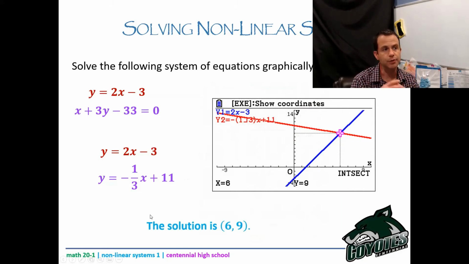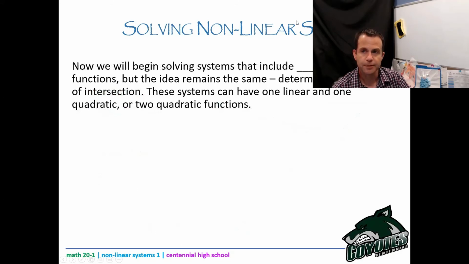A reminder, the solution is the coordinate point, and coordinate points are always written as (x, y). Okay, so now, again, that's really been a review of solving systems by graphing with linear systems.